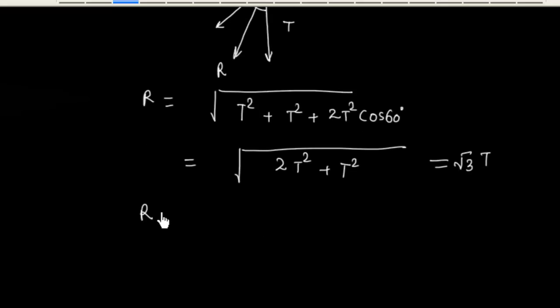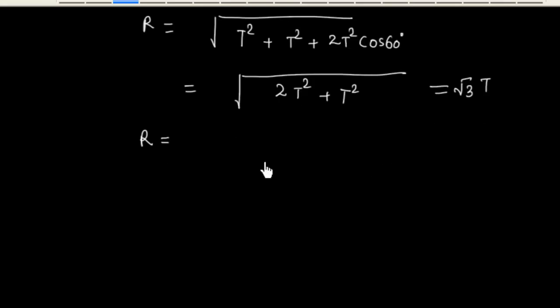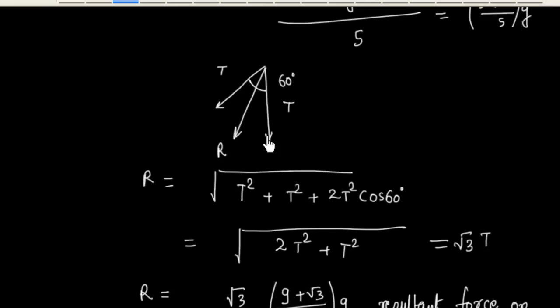And we know the value of t, so this becomes root 3 times 9 plus root 3, 9 plus root 3 by 5 into z. So this is the resultant force on pulley. And this will pass through the bisector of these two lines. So if I have this line and this line, it will pass through the bisector of these two lines, that is this angle has to be 30 degree.